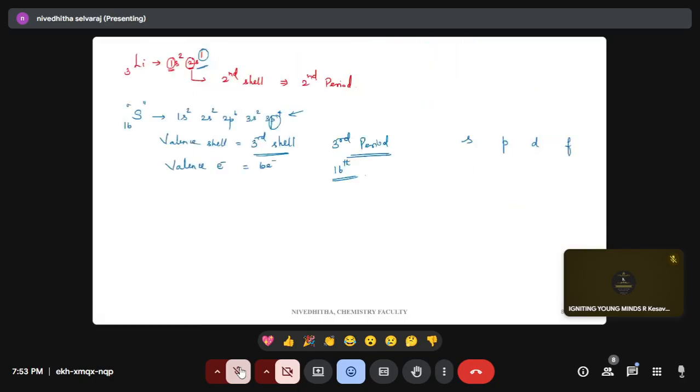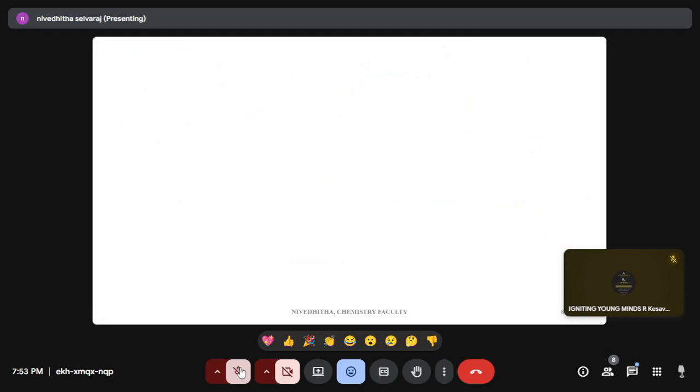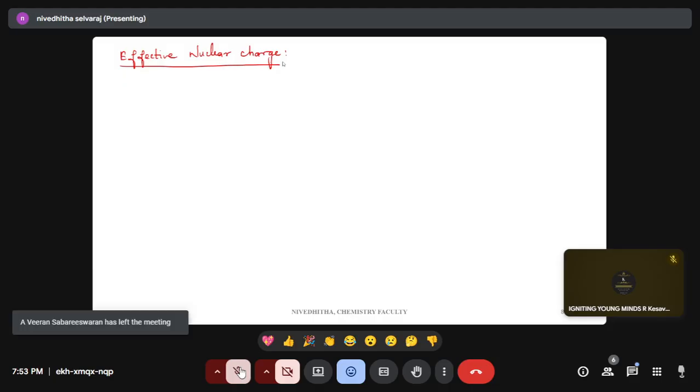So the first one is effective nuclear charge. Now, what is nuclear charge? The literal meaning: nuclear charge is nothing but the charge of the nucleus. What will be the charge of a nucleus? Will it be positive or negative?